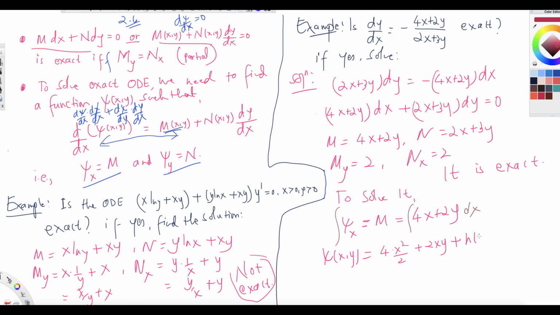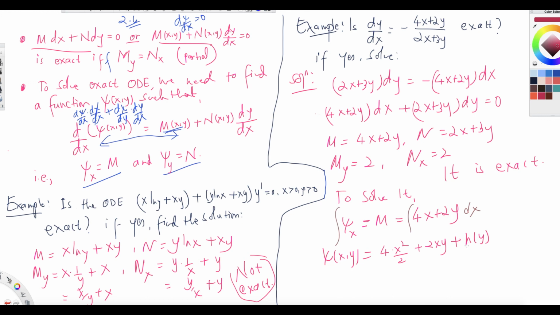Let me write down h of y there. Because if you find the derivative of this with respect to x, then this will go to 0, right? So you can write a function of y as a constant there, because we are differentiating with respect to x. Now my goal is to find the value of the psi function, so we need to find the value of h. What will be the h of y value?